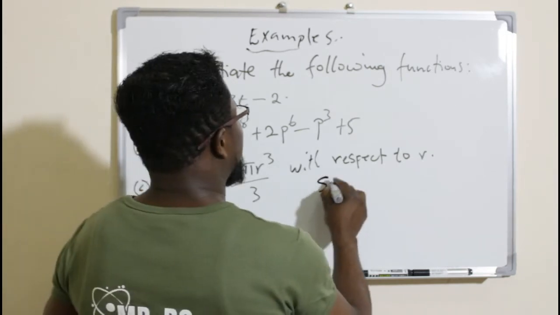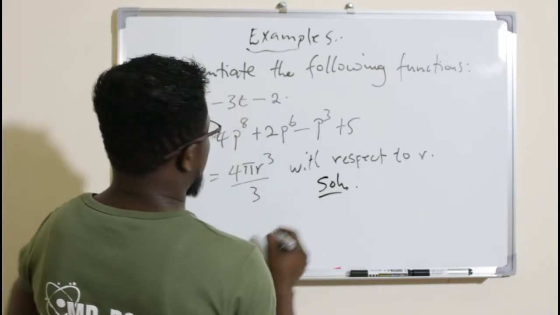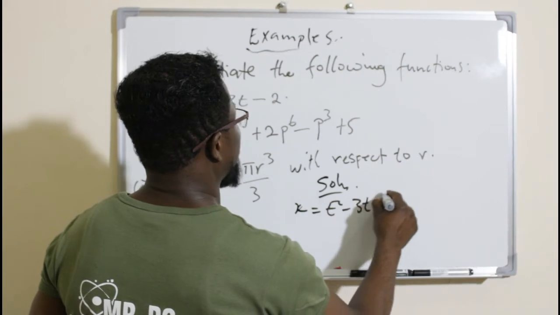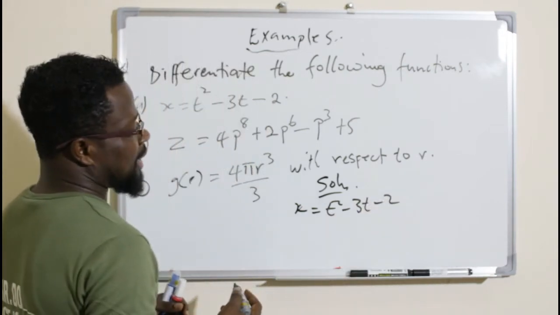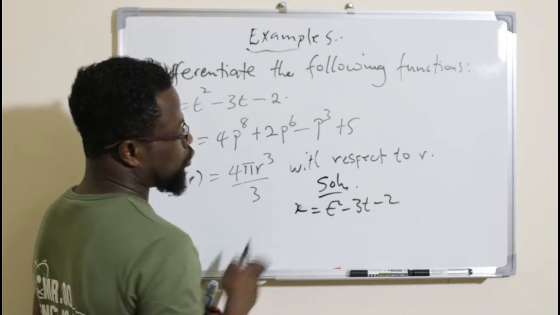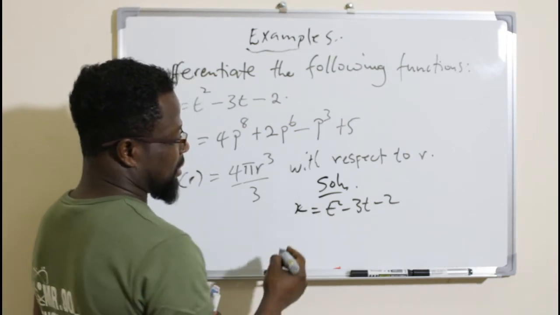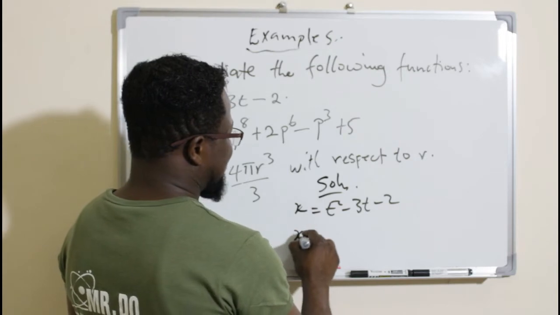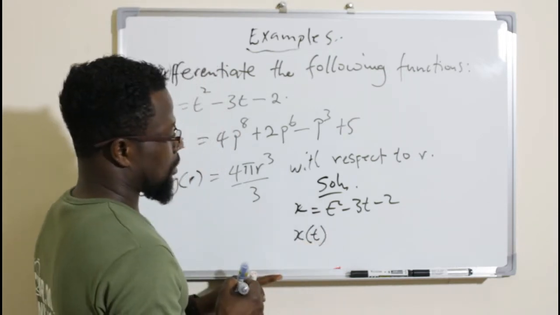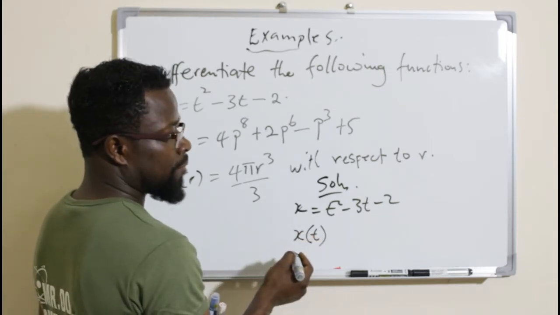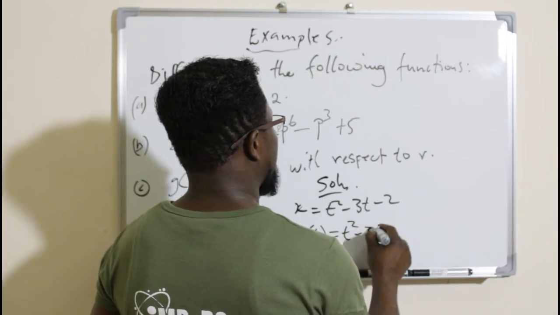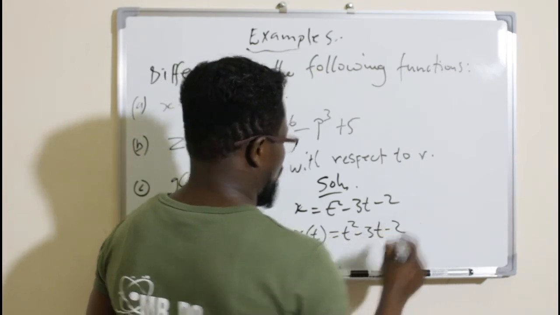If I take the first one, I am given x equals t squared minus 3t minus 2. So it means I am differentiating x with respect to what? With respect to t. So I can simply say that x is a function of t, and that is now equal to t squared minus 3t minus 2.